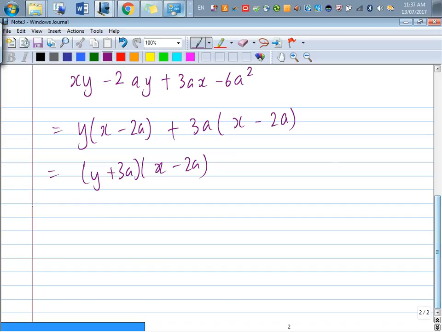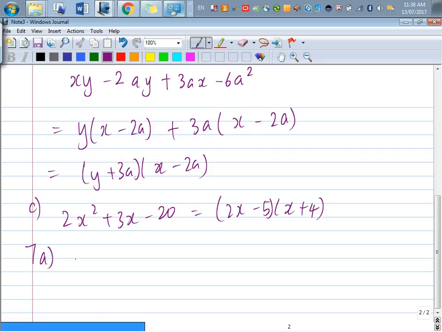Okay, so part C. The answer for 2x squared plus 3x minus 20 is 2x minus 5, x plus 4. Did all of you have the same question? Yes, okay, very good. Then 7a, answer is 2p plus 3q.